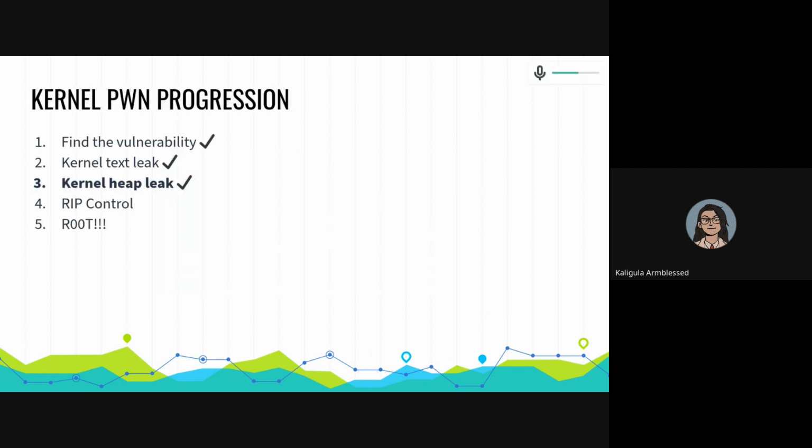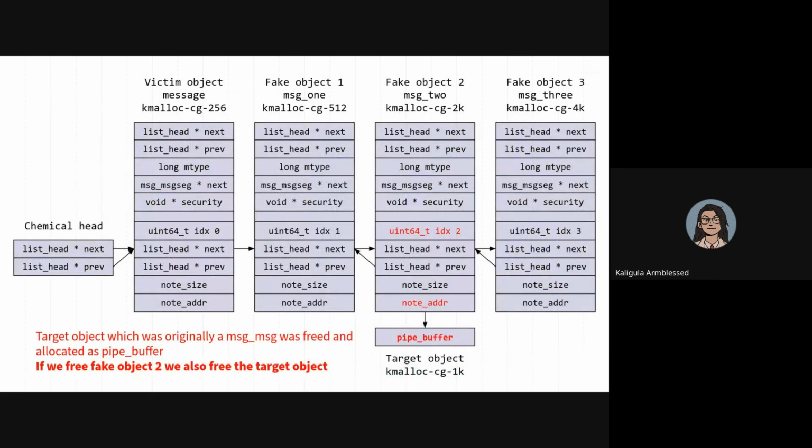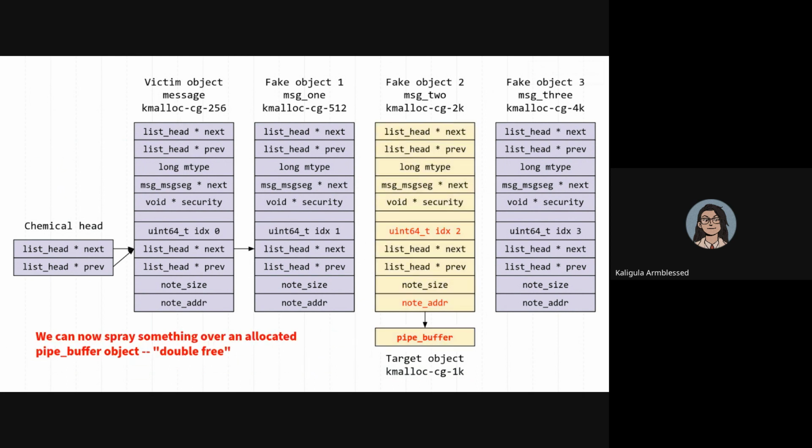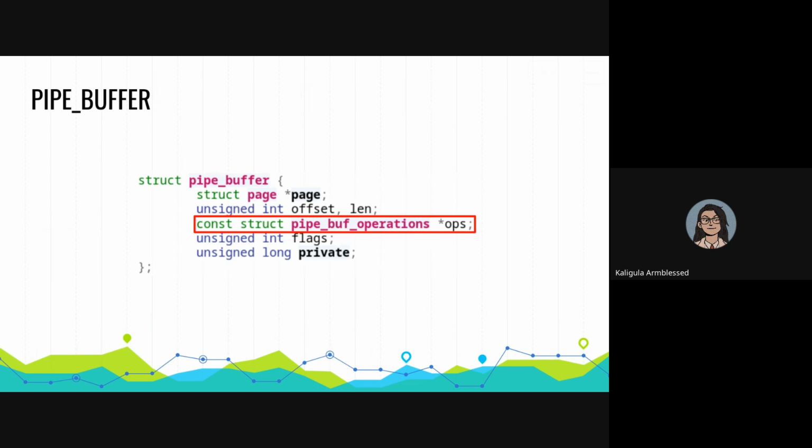So we've done a kernel heap leak. And now we're going to go to RIP control. So remember I was talking about the fake linked list. If we free the fake object 2, we also free the target object. So let's do a free. We've freed this object, it passes all the link protection checks, and we have freed this pipe buffer object at the same time. The thing is, the pipe buffer object is still allocated with a valid pipe buffer object, so in a sense we have a double free, because we can actually spray something over this allocated pipe buffer object. And this will give us a lot of control for different interesting things that we want to do later. So let's take a look at pipe buffer first.